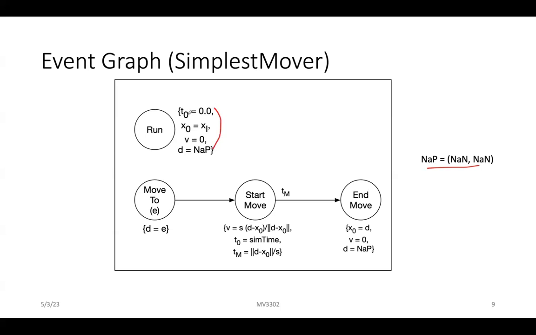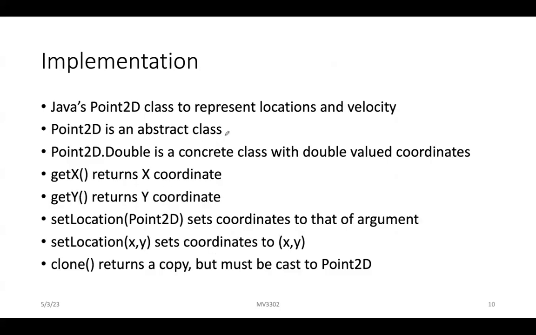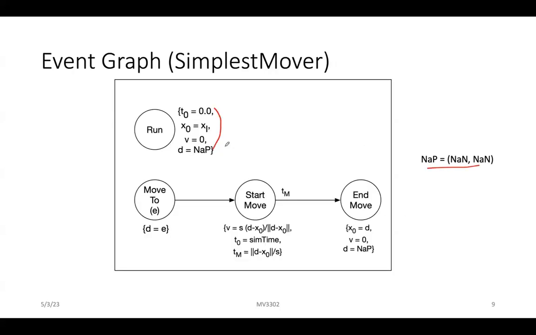in which we initialize our state variables. So the current time is 0. Our last stop location is our initial location, our velocity is 0, and our destination is not a point because we don't really have one. Okay, so now, and as you can see, this is a fairly simple event graph, but with a few complicated state transitions in between. So let's take a look at kind of what is going on here.